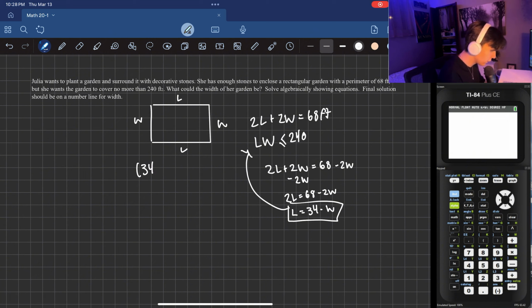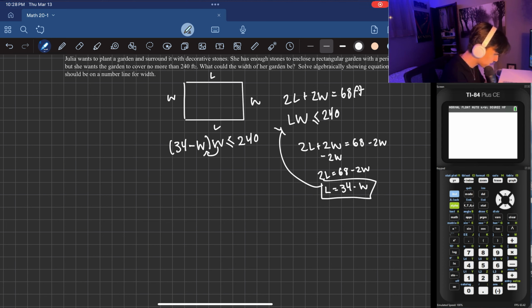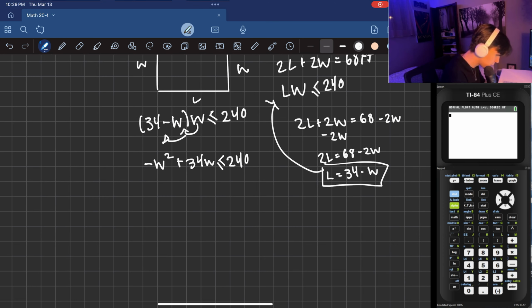So now that we've isolated for our length, we're going to plug it back into our other equation here, right? So we have length, which is now equal to 34 minus w, and we're going to multiply it by w. And we're going to set it less than or equal to 240. So now I'm going to distribute this, and we're going to get negative w squared plus 34w is less than or equal to 240. So this is the equation that models our inequality now.